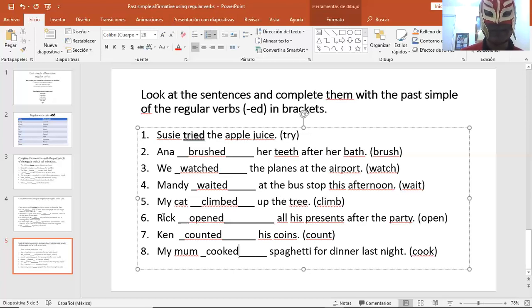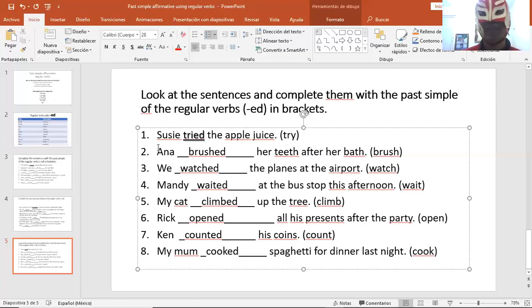Number 6, Rick opened all his presents after the party. Rick abrió todos sus regalos después de la fiesta. And number 7, Ken counted his coins. Ken contó sus monedas. And number 8, my mom cooked spaghetti for dinner last night. Mi mamá cocinó espagueti para la cena anoche.